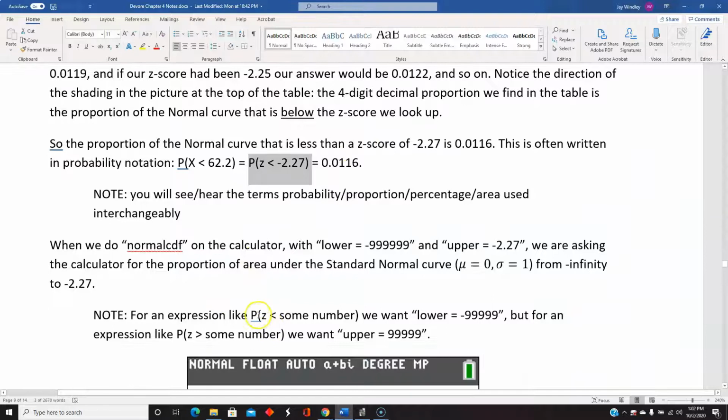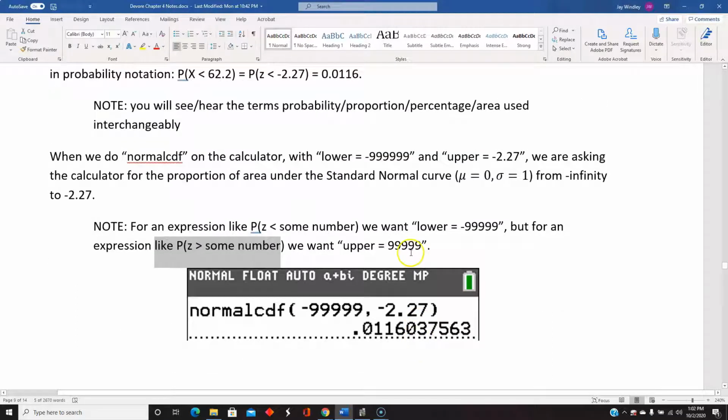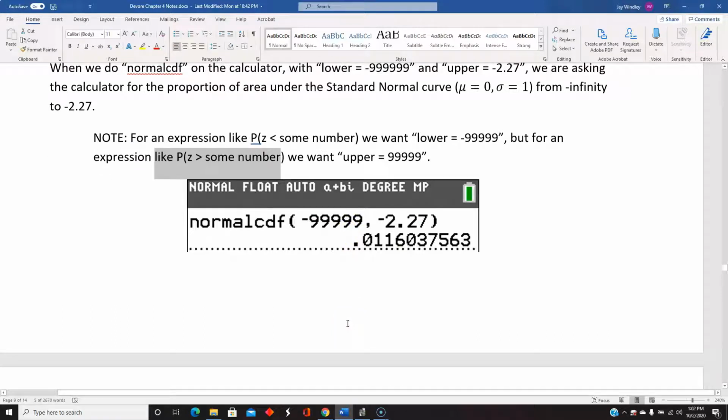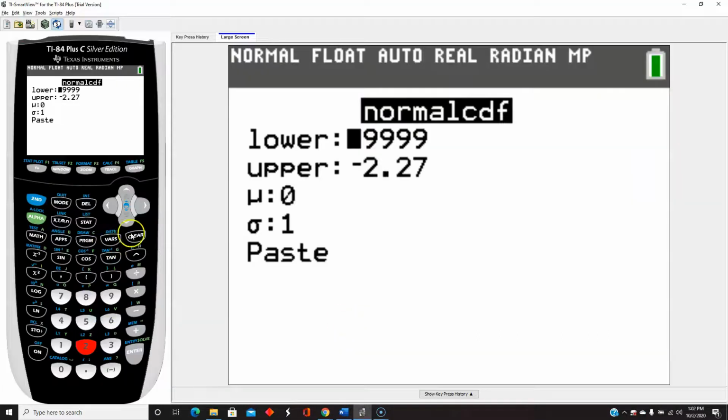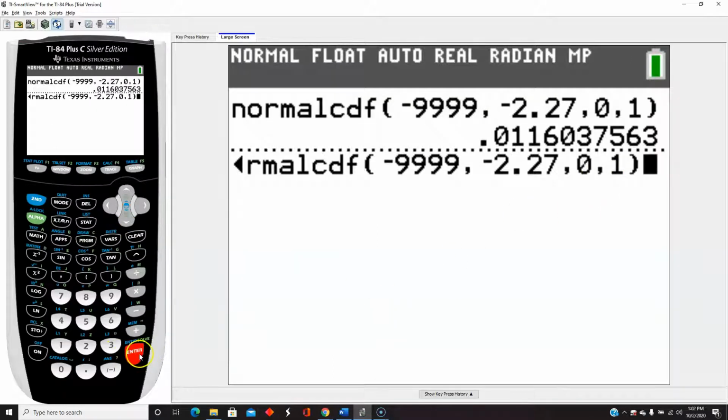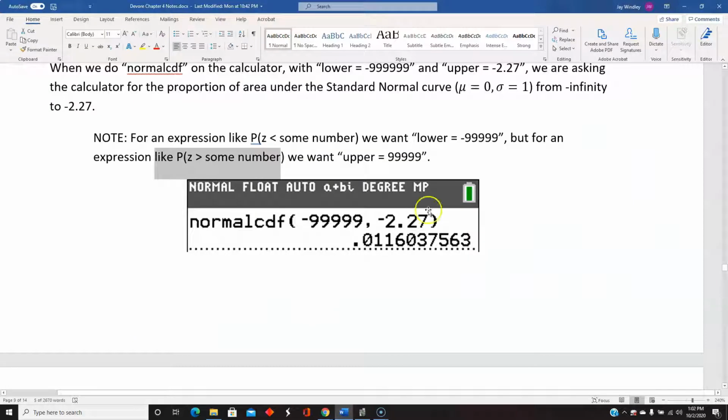Okay, so when we're doing probability of z less than some number, the lower bound is negative infinity, and the upper bound is our z-score. If we happen to be doing a greater than, then the probability of z greater than some number, then the lower bound would be our z-score, and the upper bound would be infinity. So anyways, this is the way it looks on the calculator. And notice when I hit paste on the calculator, it automatically puts in the 0 and the 1 for the mean and the standard deviation. But even if you leave that off, it's assumed to be 0 and 1.